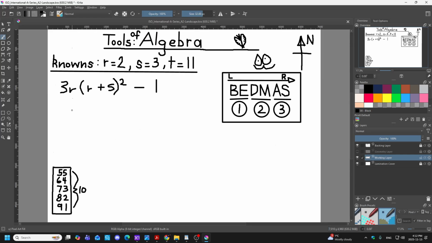So let us substitute. Let's just do that. So 3 times R, which is 2. I guess I could just continue using regular rounded brackets. I'm going to put a times there. It's okay to do that. And go R plus S, R, which is 2, plus S, which is 3, and squared. And then don't forget your minus 1.